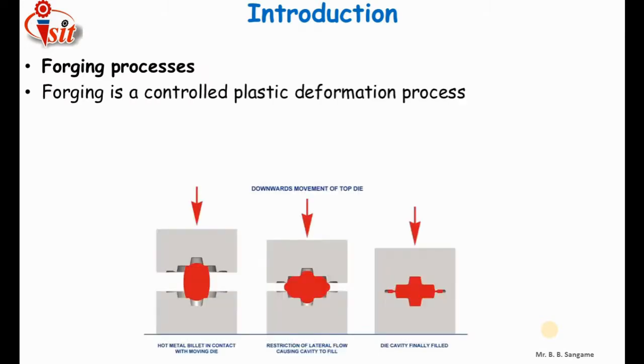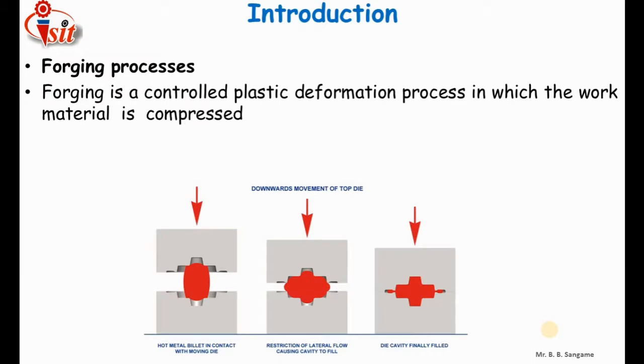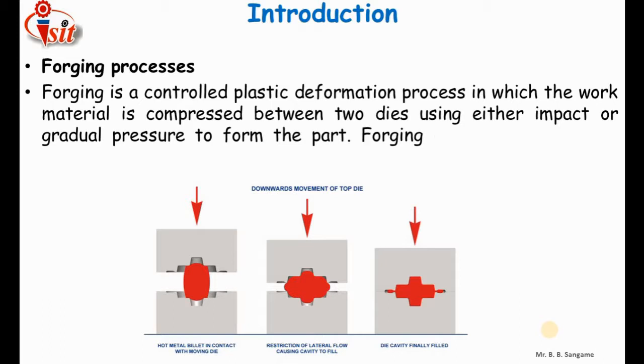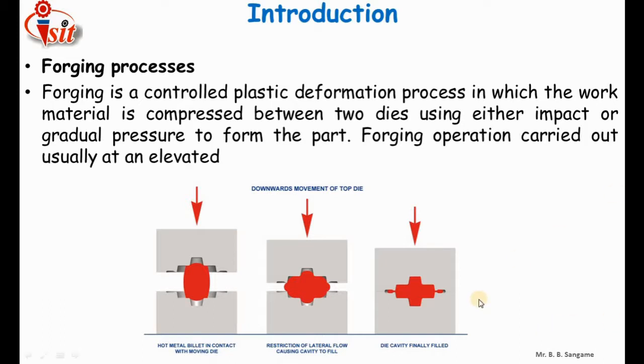First of all, let us see what is the process of forging. Forging is a controlled plastic deformation process in which the work material is compressed between two dies using either impact or a gradual pressure to form the part. Forging operation is usually carried out at an elevated temperature, that is, above recrystallization temperature.